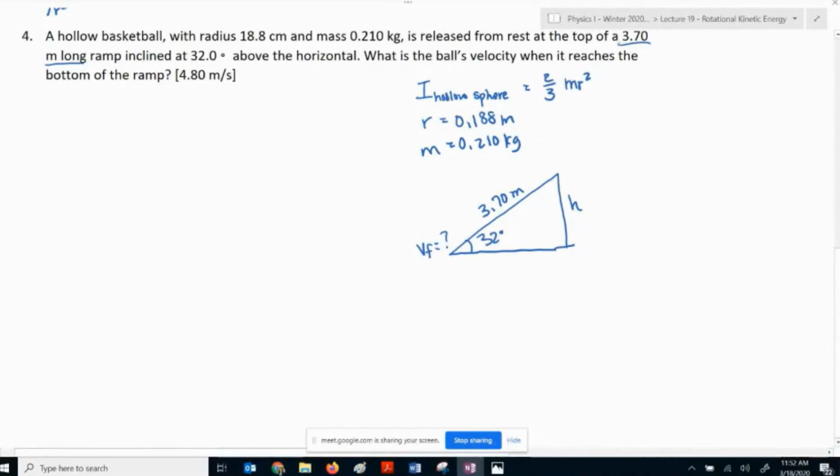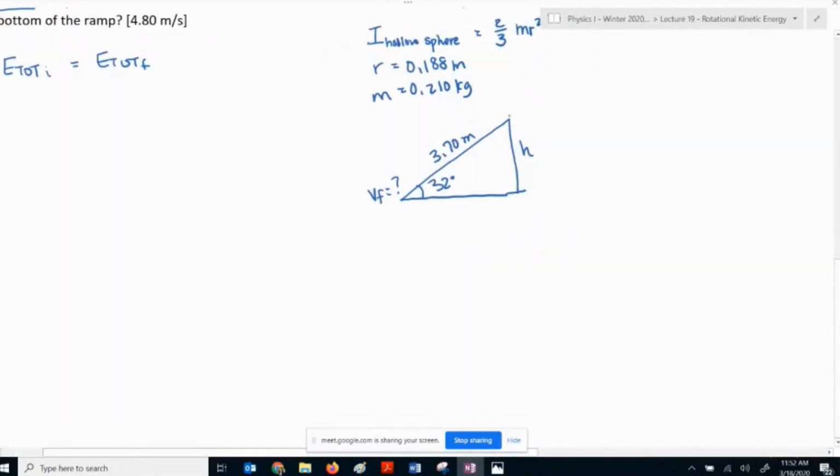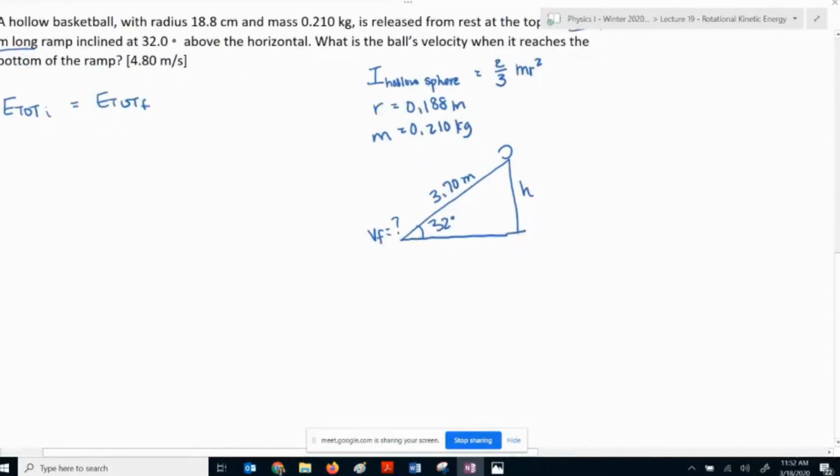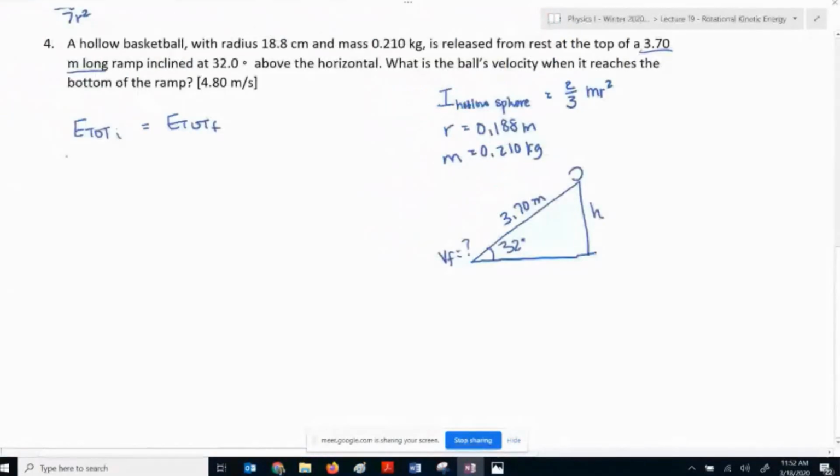Okay, I think we should start solving it together. So we're going to start the same way as before. We'll say E total initial, when the basketball is at the top of the ramp, equals E total final at the bottom. So initially, when the ball is at the top, what kind of energy does it have? Gravitational potential. Right, so UG initial. And at the bottom, what type of energy does it have? Translational and rotational kinetic energy. Perfect.